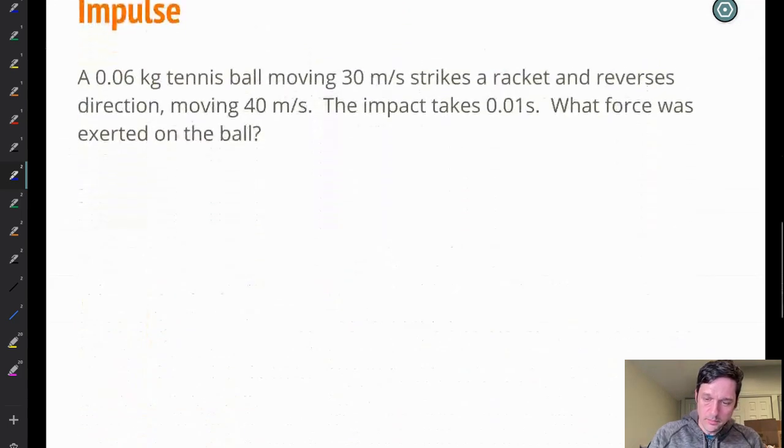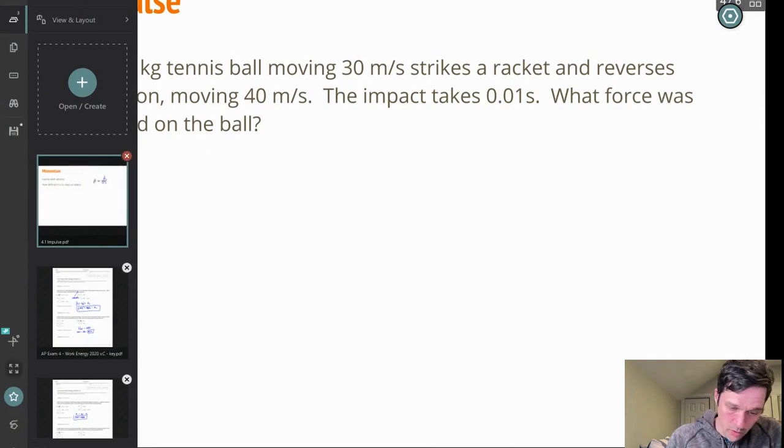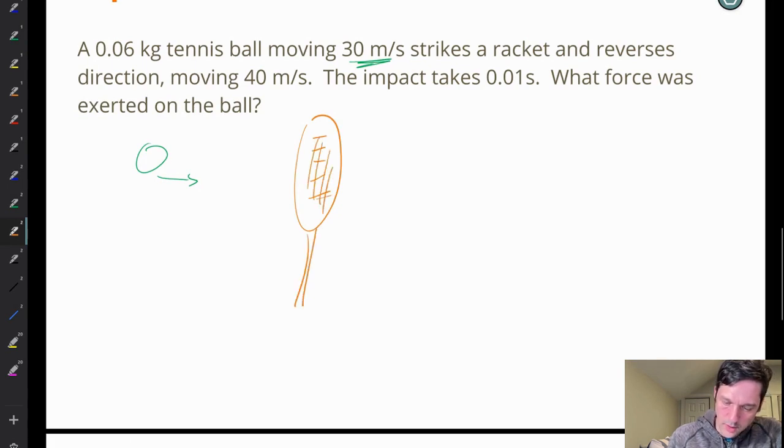So, I apologize if the cut is weird, but I actually did want to talk about this because it does have a pretty important point to mention. Suppose we have a ball going in a direction. Let's say a green ball going at 30 meters per second, striking a racket. Here's our racket, our orange handle, and the ball bounces back and reverses direction, moving at 40 meters per second.